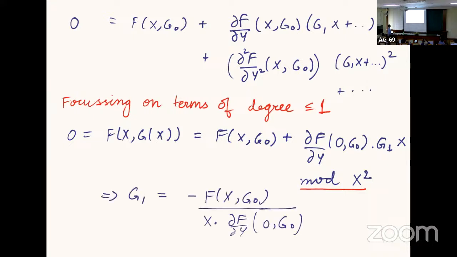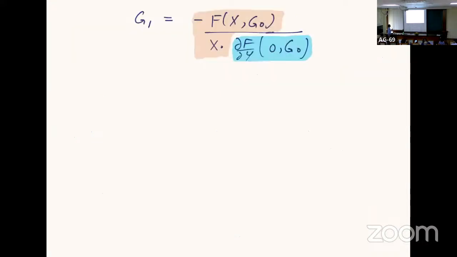But the point is that you can now write down g1 in terms of the remaining terms. And this is essentially the usual Newton iteration type formula that shows up here. And we need to be a bit careful. So this is what's showing up. Well, we don't want this to be a rational function or something like that. So x should certainly divide the numerator here. And this is some constant, right? We have substituted 0 and g0 here.